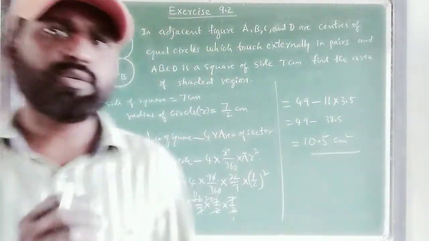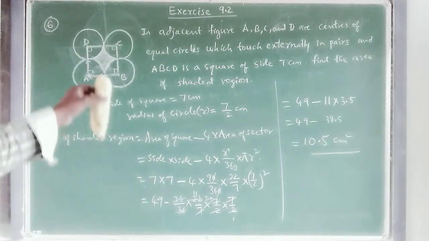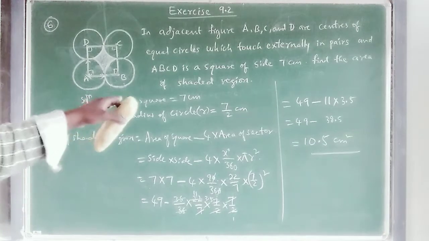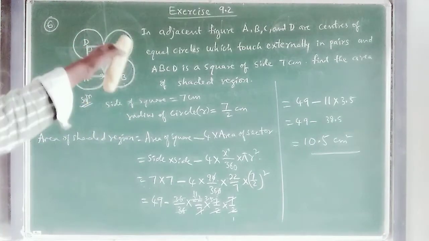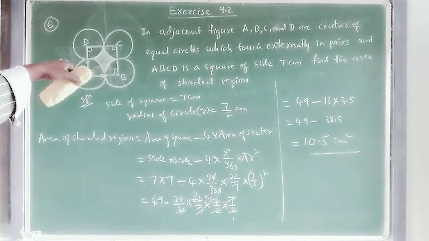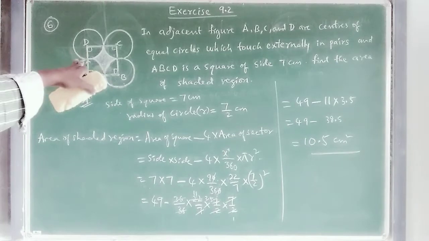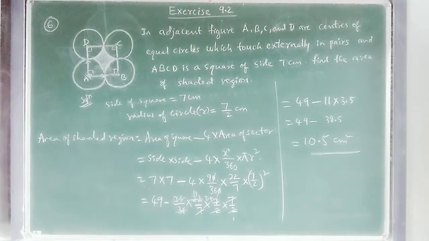The only thing you have to do is concentrate on the figure first. Observe the figure carefully, where the shaded portion is. The shaded portion is in between the circles and the square. So those four parts of the circles are what? Sectors. We have to remove those four sectors from the square to get the area of the shaded region. Hope you all understood. Let's see the next question.